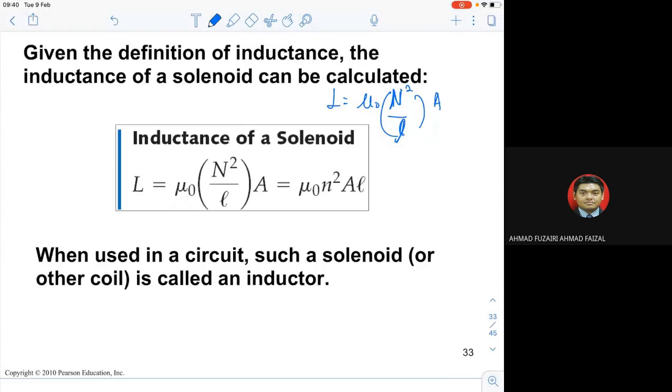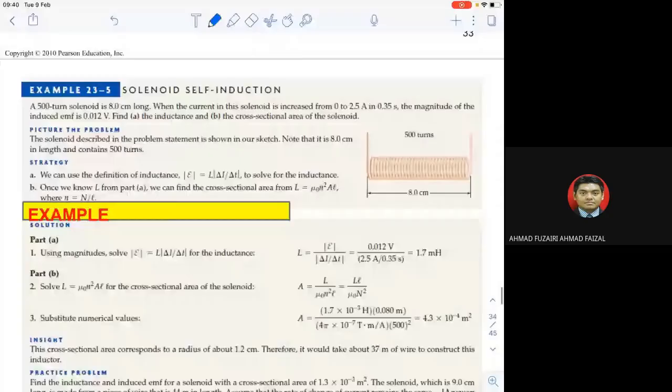Now we may take a look at these examples. A 500 turn solenoid is 8 centimeters long, so this should be N and this should be l. Please remember to differentiate between this L and l, because this is inductance, so don't simply use a capital L. And this is the length of the solenoid.